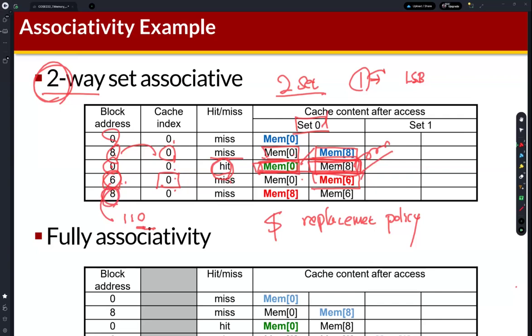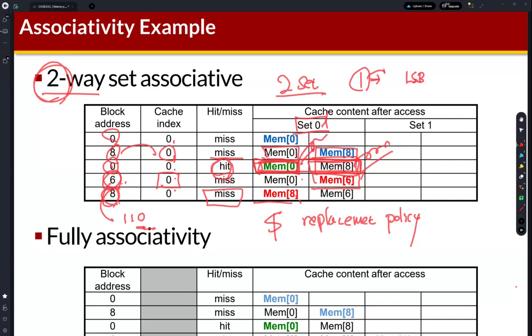And then the last request is memory block 8. And unfortunately, the memory block 8 was evicted. So in this case, the result is a miss. And then the memory block 8 needs to be allocated in the cache. Okay, so in this case, memory 0 was the least recently accessed, so memory 0 will be evicted from the cache.